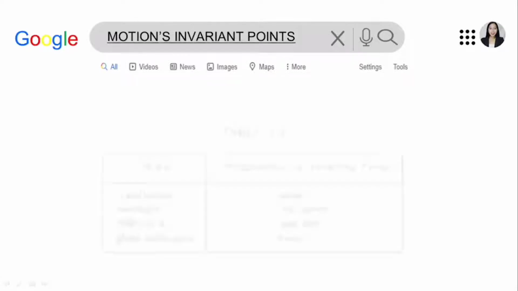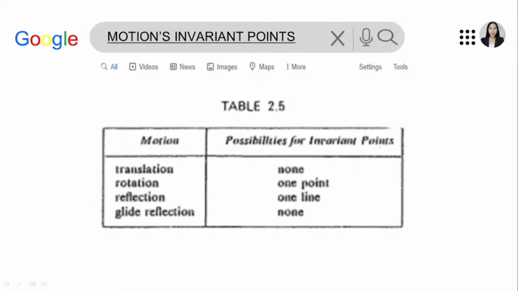So, motions and invariant points. In Table 2.5, the motions are translation, rotation, reflection, and glide reflection. So the possibilities of invariant points: in translation, it is none. In rotation, the possibility for invariant points is 1 point. In reflection, the possibility for invariant points is 1 line. While in glide reflection, there are none.